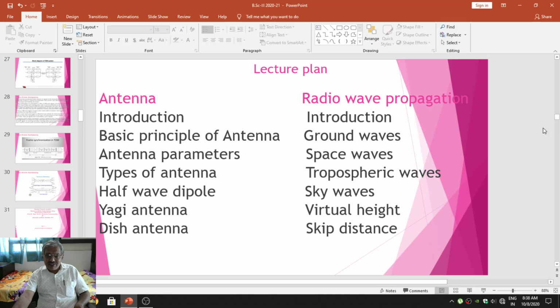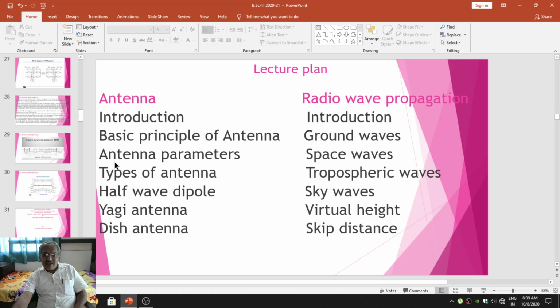Student friends, let us make our plan to proceed with this particular topic. We are going to divide this topic into two parts. First is antenna and second one is radio wave propagation. In the first part we are studying the antenna. We are studying its introduction. Then we are going to study the basic principle of antenna, how antenna works.